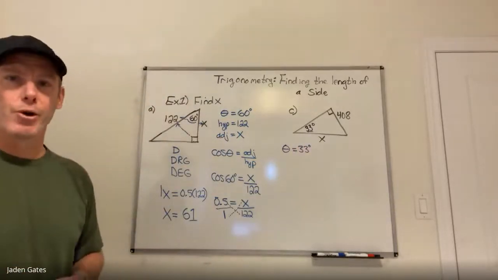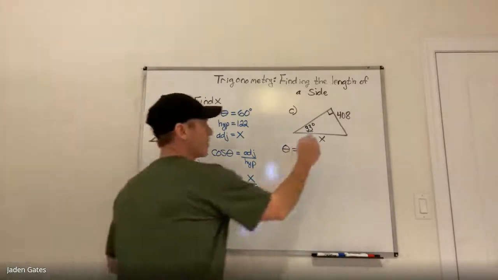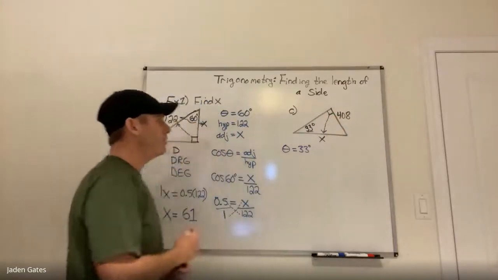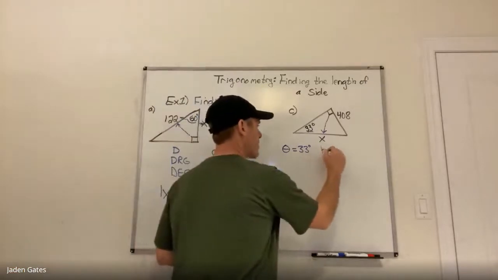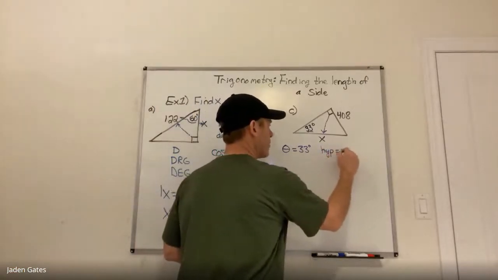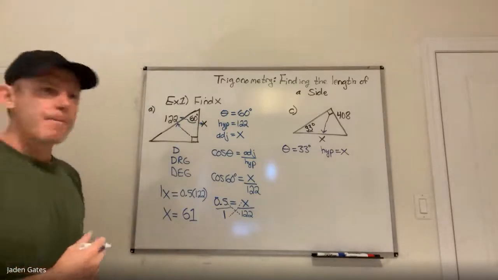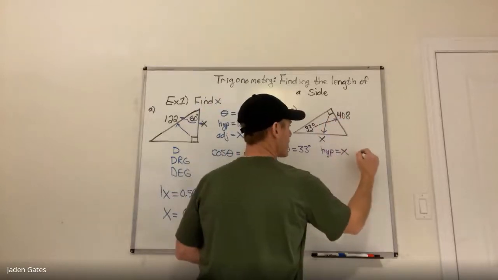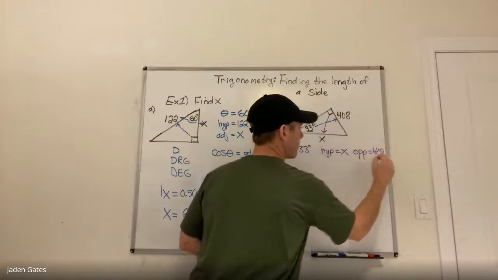One I know, one I don't know. So I have to figure out which is which. Now again, the easiest thing to do is to look across from the right angle. That's always my hypotenuse. So in this case, x is my hypotenuse. All right, and the last one there, I've got that 408. It is across from the angle, and so that makes that 408 the opposite.